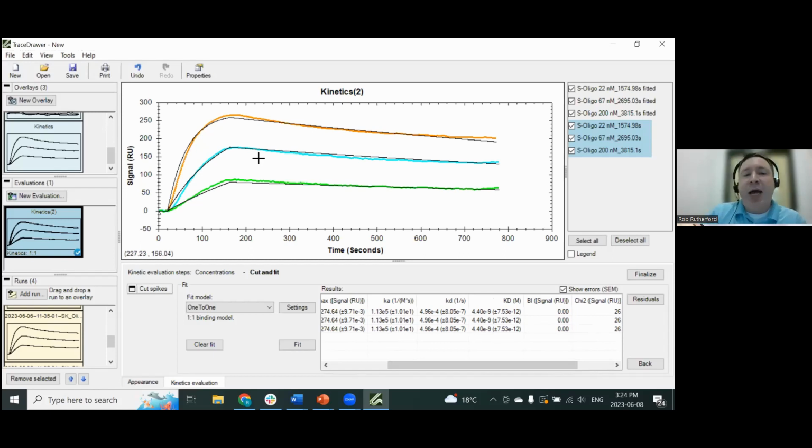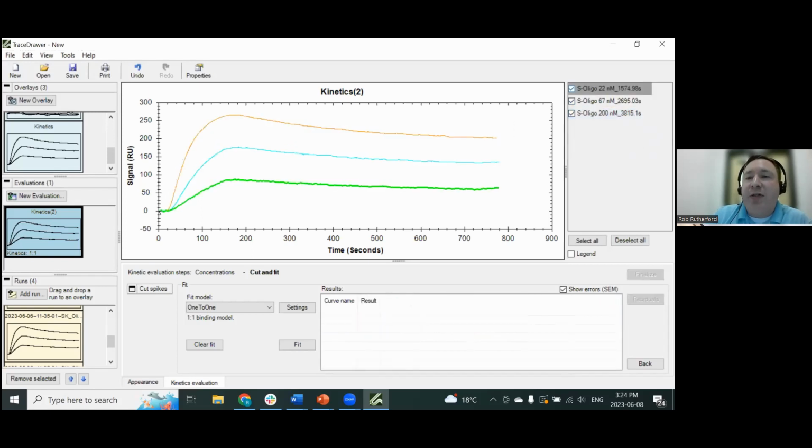But what I like to look at now is the 3. So you can see we have the 3 raw data traces, and then the fits for each of them overlaid as well. So this is really nice. You can quickly visualize how well my raw data fits with the actual model that I selected. And then you can either look at just the fits themselves, or just the raw data.